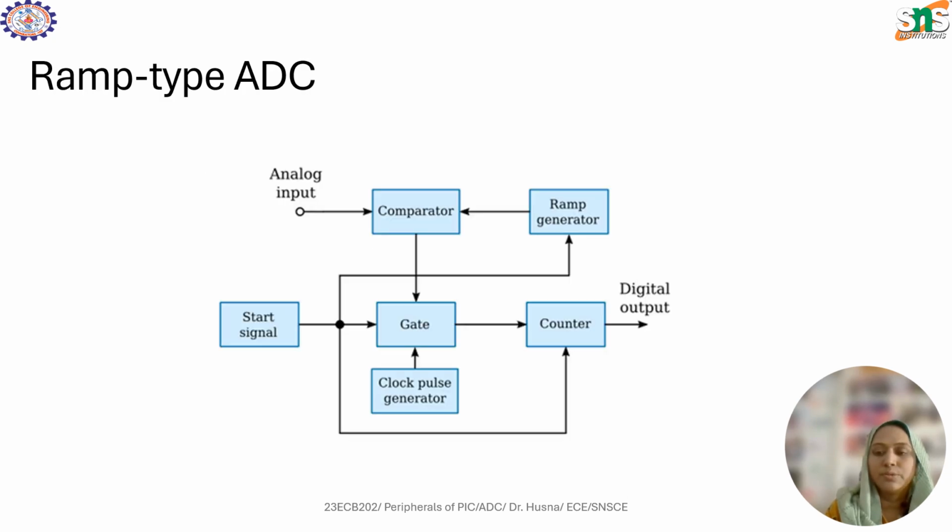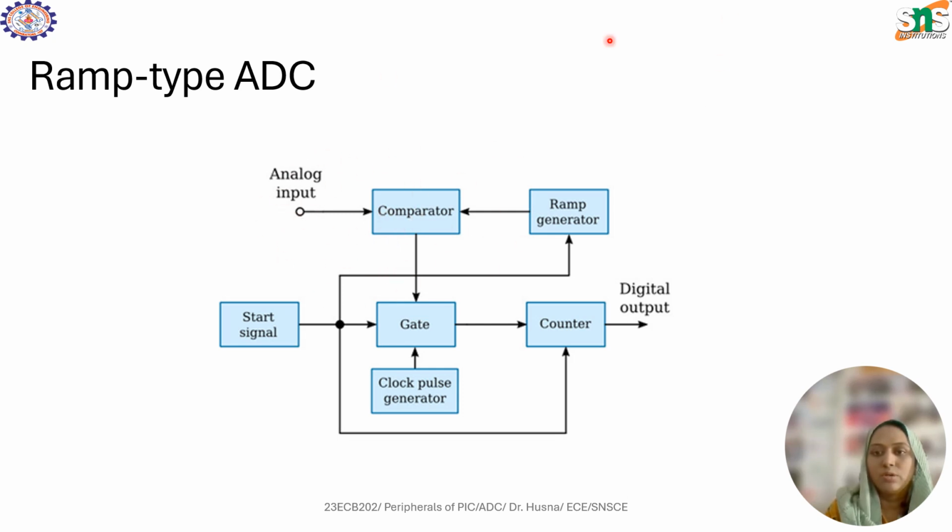First, let's discuss the ramp type ADC. It's a basic type. Here you can see there is a ramp generator, a counter, and then a comparator. A clock pulse is generated, and a gate circuit operates simultaneously for the analog to digital conversion. Two inputs are applied, the ramp signal generator and the analog input signal, and these two inputs are compared with the comparator.